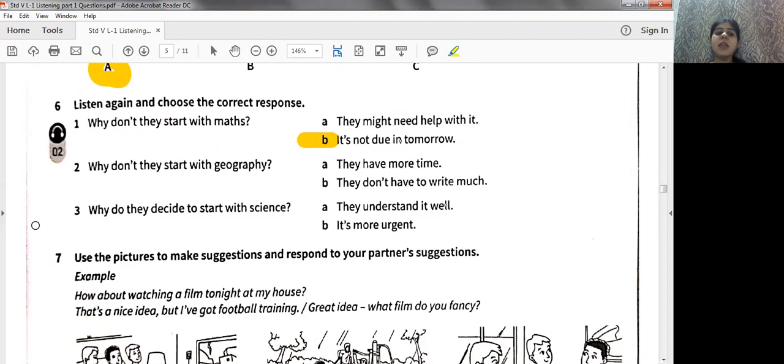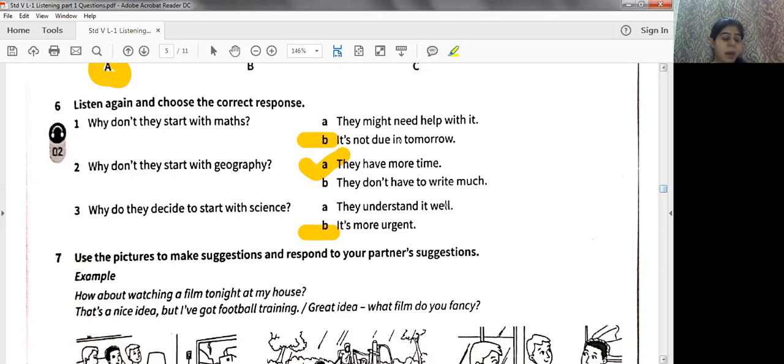Second, why don't they start with geography? Because they have more time. Though it is hard, they have time for completion. So it is A, students. Next, why do they decide to start with science? Because it's more urgent. They have to submit it tomorrow, right? So it is option B. So please put a tick on option B, students.